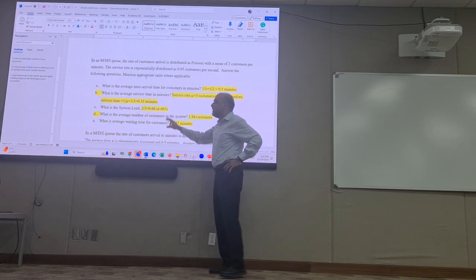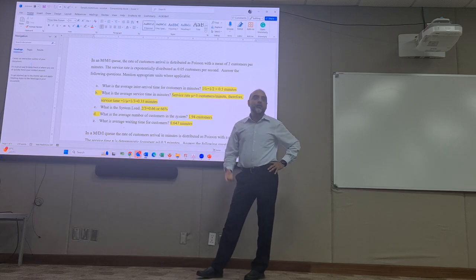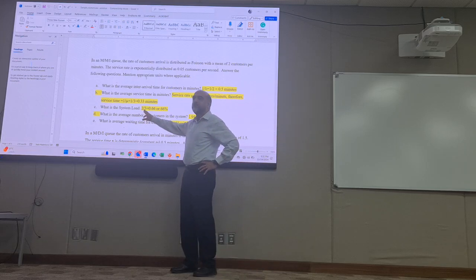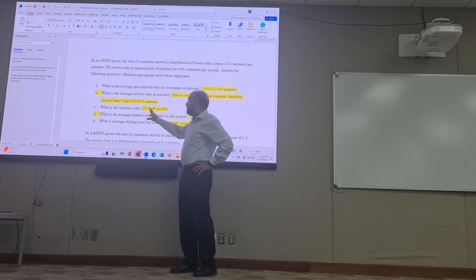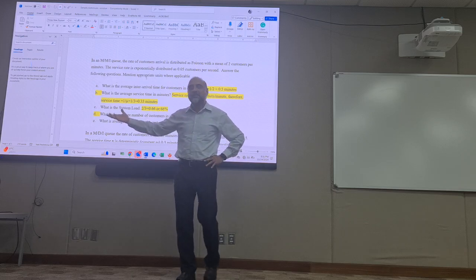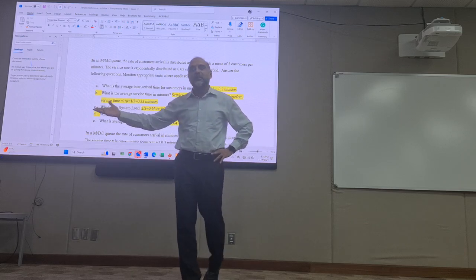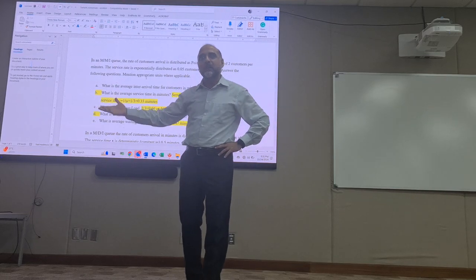Straightforward. What is the system load? What is the formula for system load? I just told you, it is arrival rate over service rate, which is 2 over 3, which is 0.66. Lambda over mu, right? So is it stable? That's the next question. Yes. Why is it stable? Because it's less than 1, right?